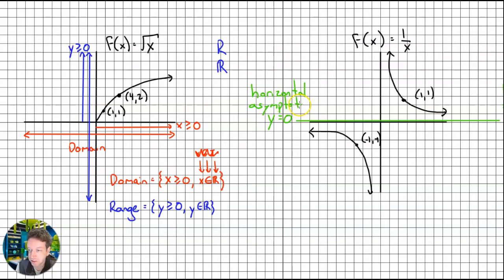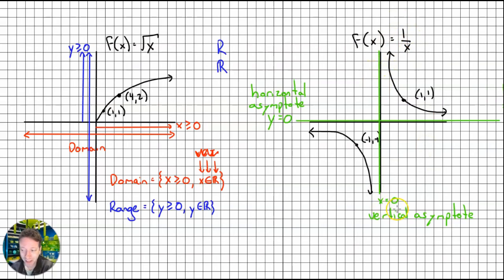This is how you spell it. Asymptote. Now similarly, as the values get closer and closer to x equals 0, the y values blow up, but it never actually reaches x equals 0. So this is x equals 0. This is our vertical asymptote.